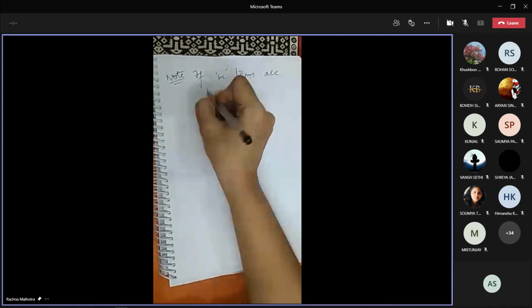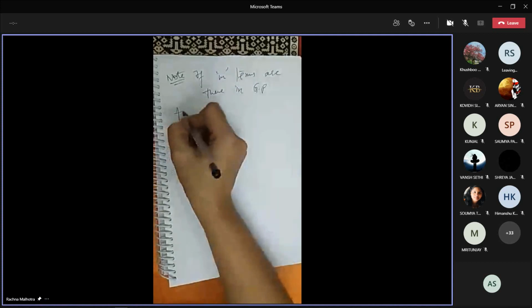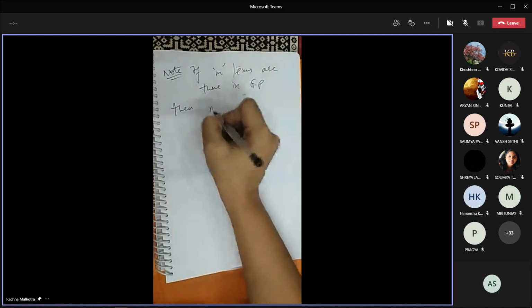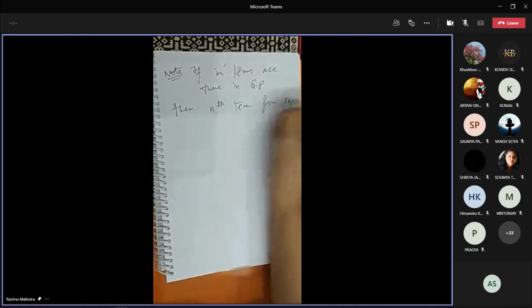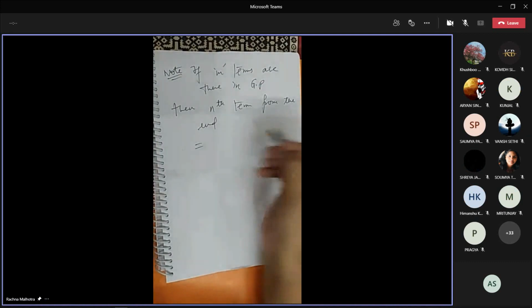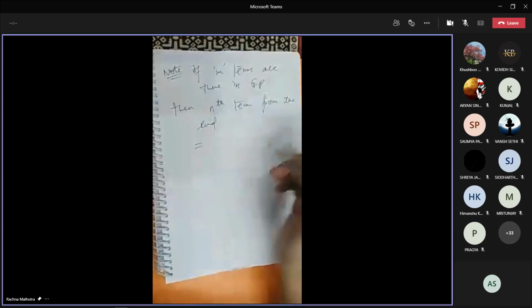If m terms are there in a GP, then total m terms are there in the GP. Then the nth term from the end is, please tell me. How will you make the formula?